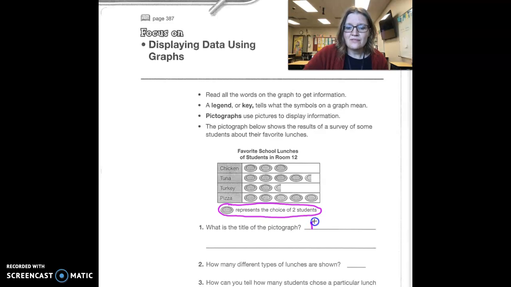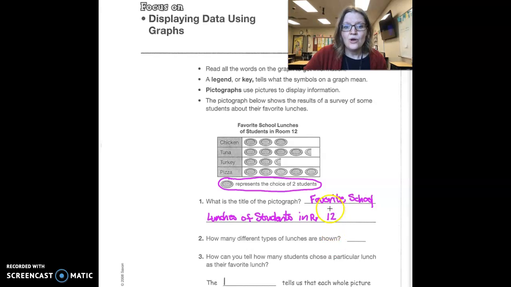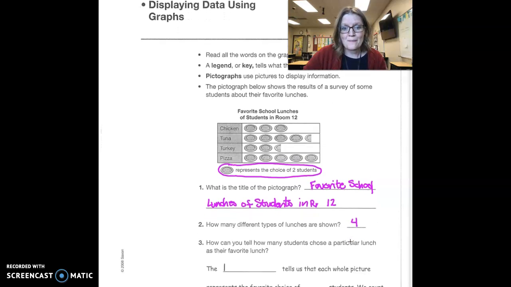The title is Favorite School Lunches of Students in Room 12. Now, how many types of lunches were shown? We have chicken, tuna, turkey, and pizza. So we have 4 different types of lunches.